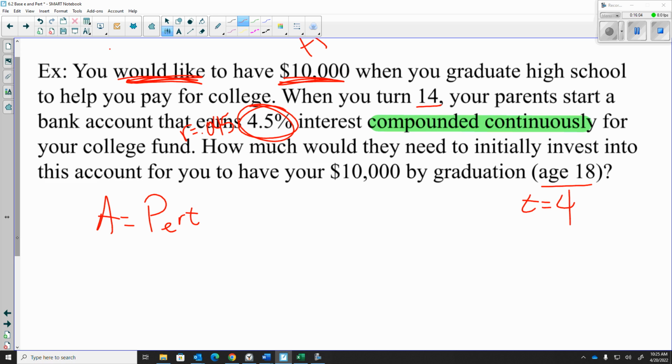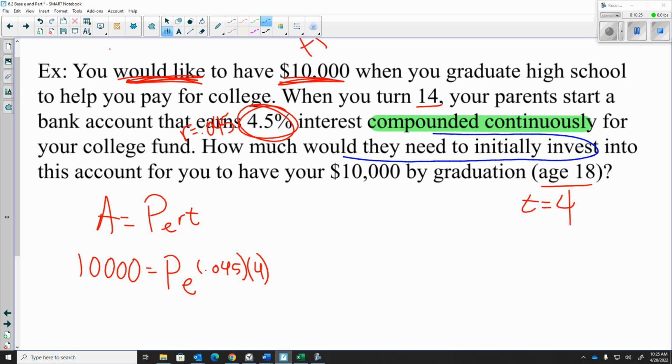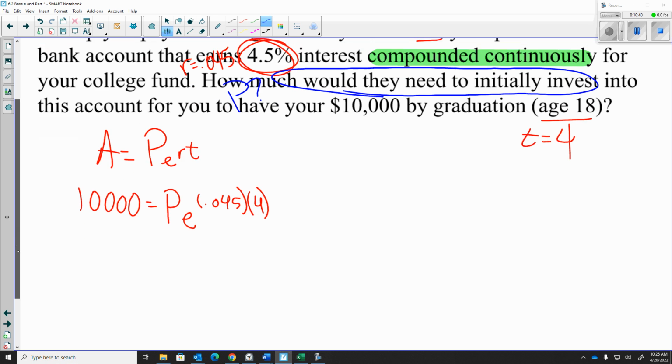So let's put in what we have. 10,000 is A. Don't know P. E to the R times T. So what are we solving for? P, which makes sense, right? It's asking you, how much do they need to initially invest? It's asking you, what is the initial amount, right? What is P? That's what we're trying to get. You guys okay with this? All right, so to solve it, first, you got to multiply that by that.